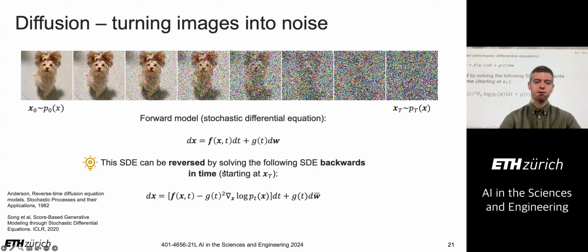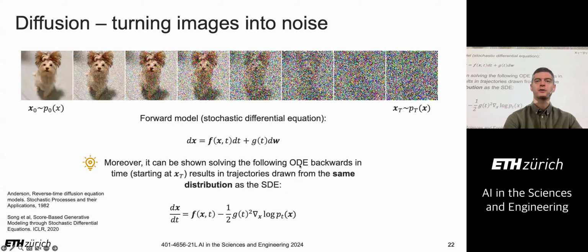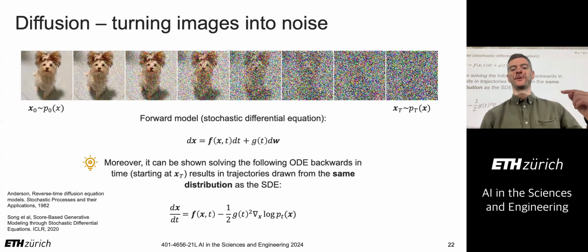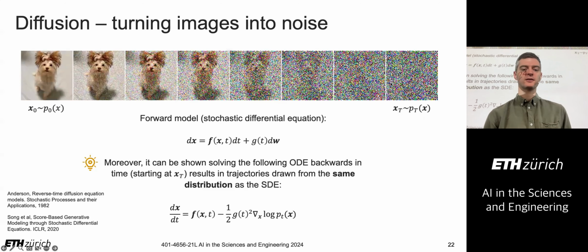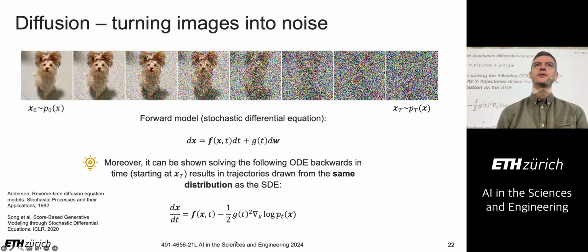Now you can actually go one step further. It can also be shown that there's a corresponding ordinary differential equation, which if you do the same thing, if you solve this ODE backwards in time, starting from some sample of this prior distribution, so some random noise image, you will also end up with an x_0 here that is drawn from, again, our data distribution, our p_0 of x. So this is not a stochastic equation anymore. This is just a simple standard ODE, which is deterministic. So we give it a random image here, and it will give you a deterministic sample from this initial distribution.